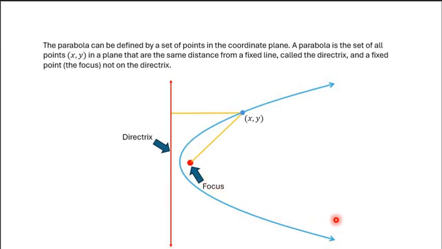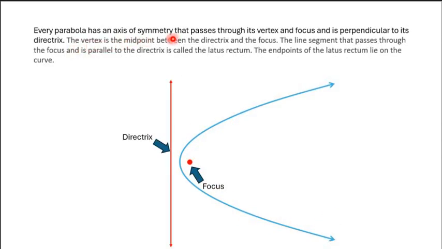it draws out the shape that we call a parabola. Every parabola has an axis of symmetry that passes through the vertex of the parabola, so there's the vertex, and the focus. So the line that goes through the vertex and the focus, that line is called the axis of symmetry. That line is perpendicular to the directrix of the parabola. The vertex is the midpoint between the directrix and the focus.